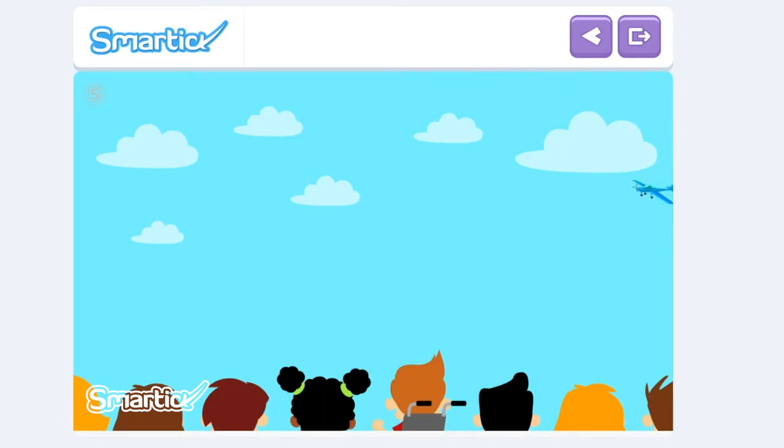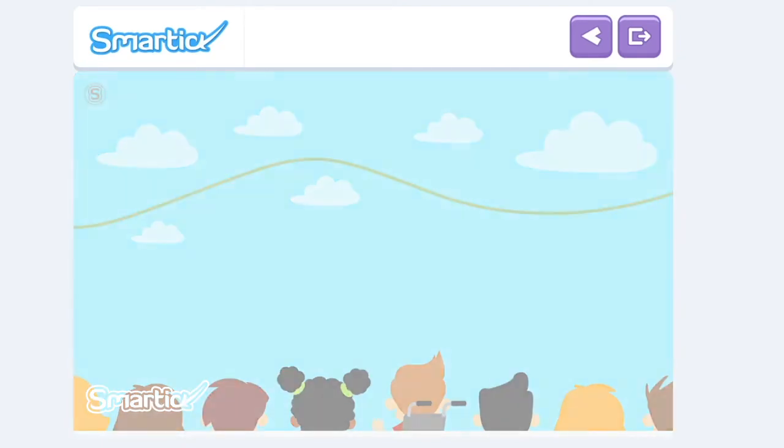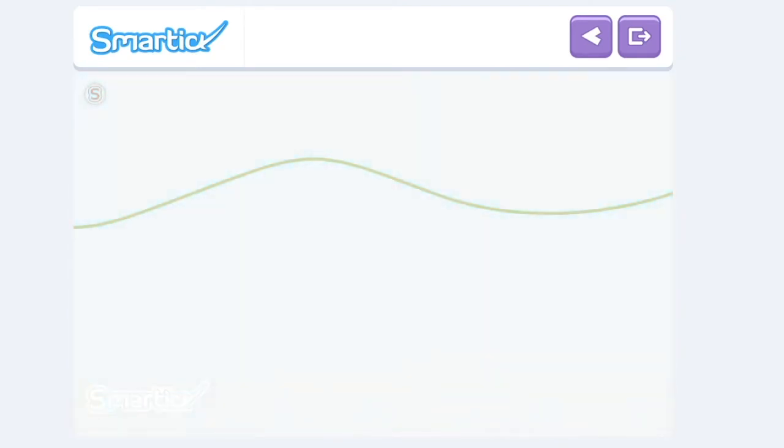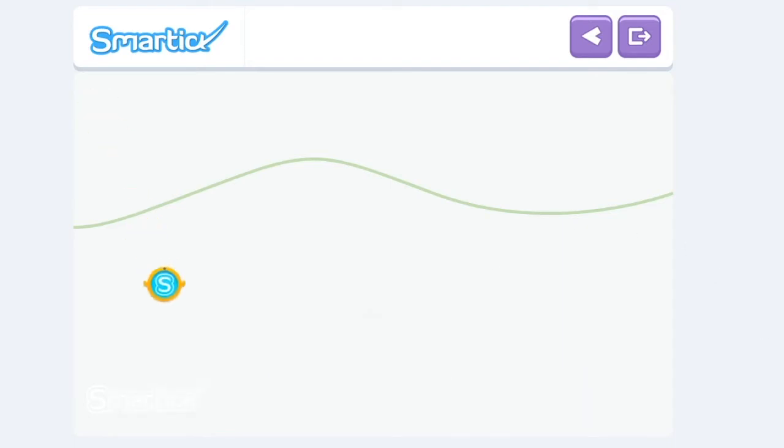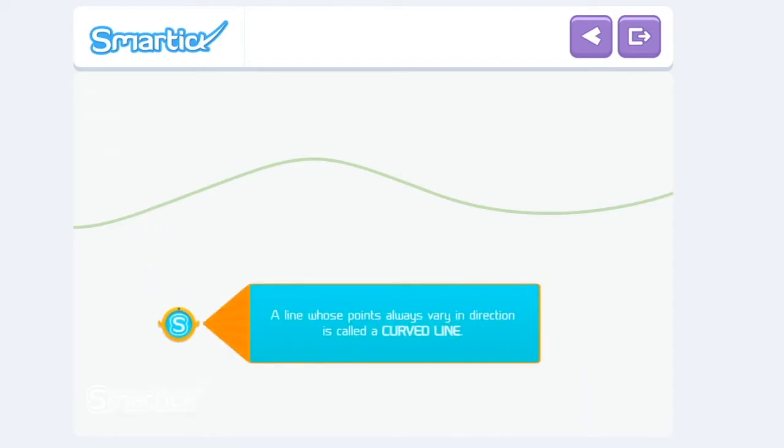The plane is coming back! This time, it's changing its direction. What is the line drawn in the sky? It can't be straight. That was the line before. We don't know. It's not straight. It's a curve. Great! A line whose points always vary in direction is called a curved line.